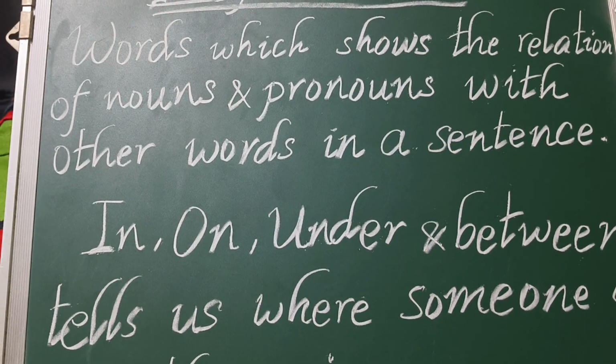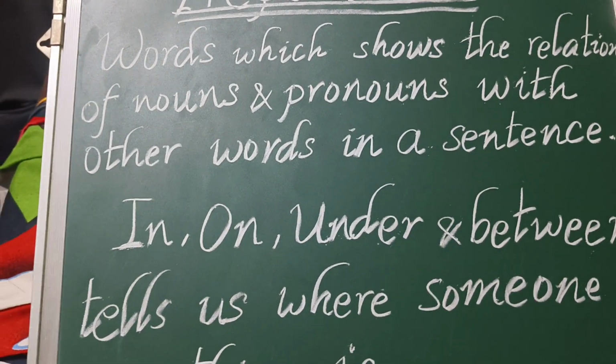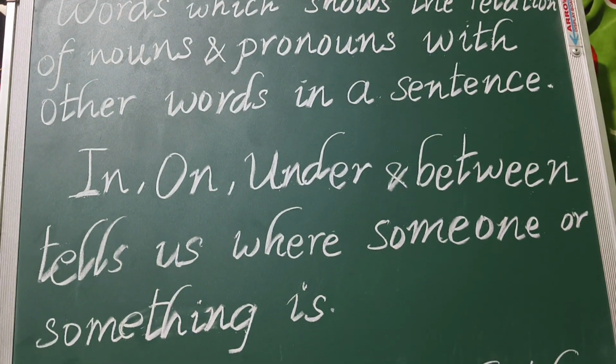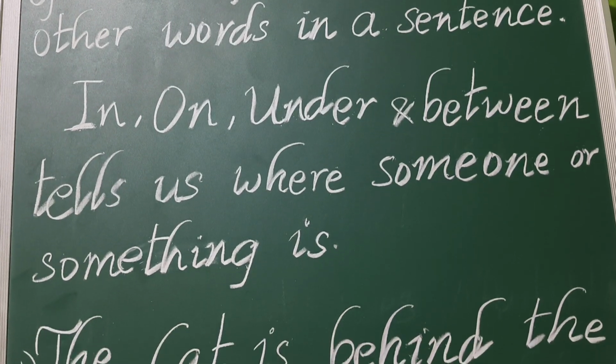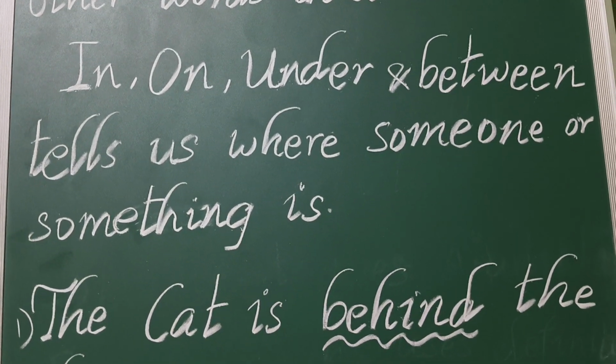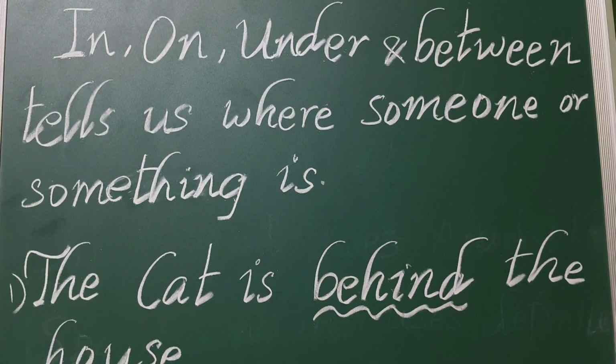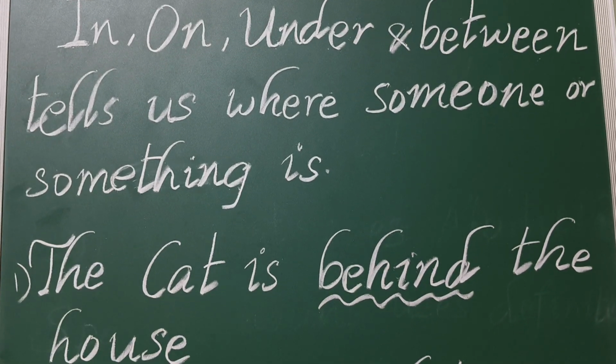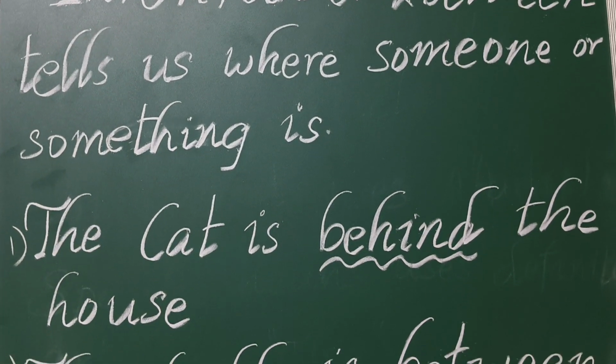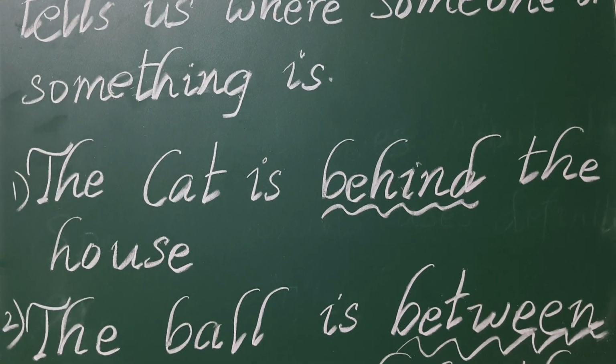Where is the cat? It is behind the house. So, what is the preposition here? Behind. Yes, correct. And the second sentence, the ball is between Reena and Geeta. Now, you tell me which is the preposition here. Yes, correct. It is between.